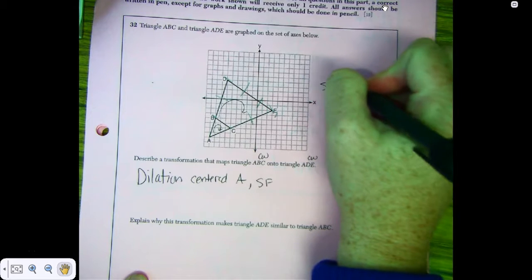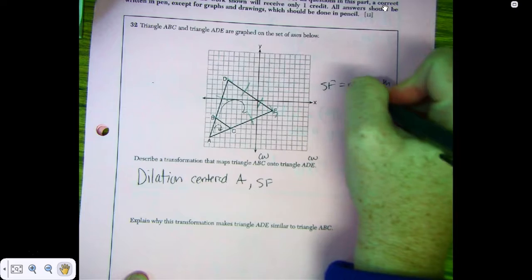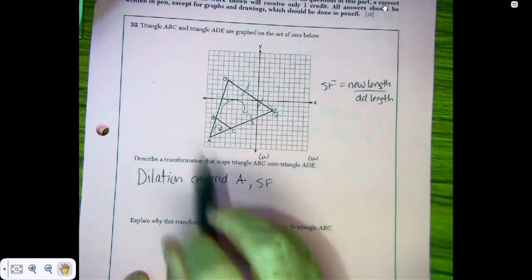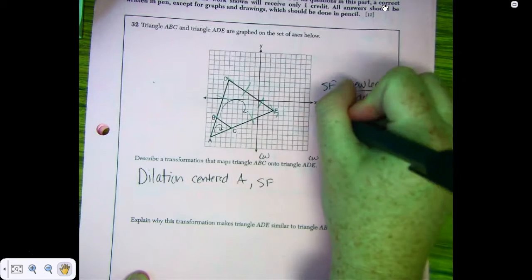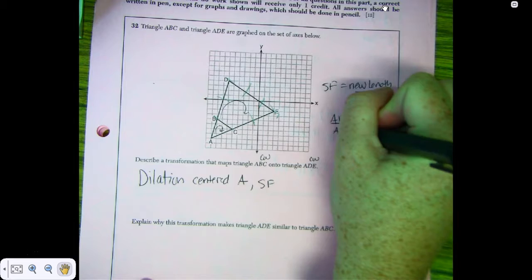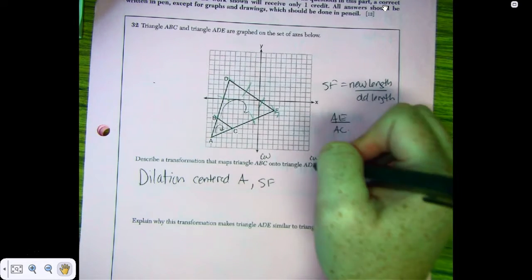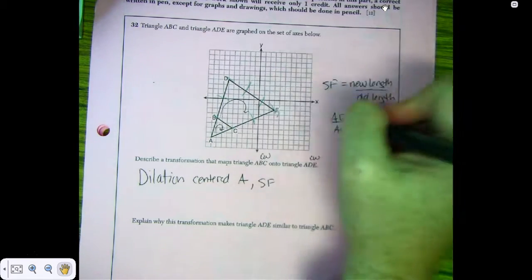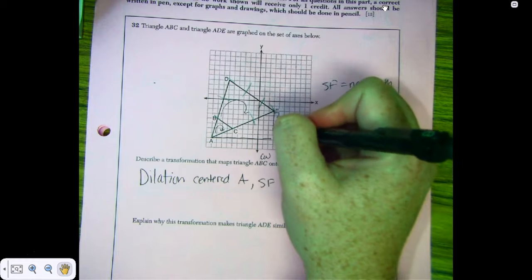Scale factor is always the new length over the old length. And I know that none of these are horizontal or vertical, but you could actually do the Pythagorean theorem. So I'll do AE and AC. That's new and old, because ABC is mapping onto, so that's the pre-image, that's the image. So if I do AE, I'm just going to make a right triangle, and I'm going to count.